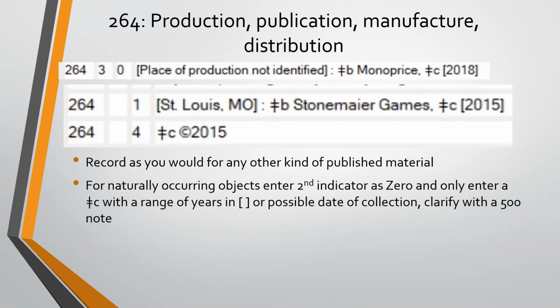So for your piece of wood from Hartwell Lake, you just have a 264, second indicator 0, subfield C, then in square brackets, maybe something like 19th century, if it seems likely that that's from that, and then you'd have your 500 note, collected between such and such dates from Hartwell Lake, something like that.